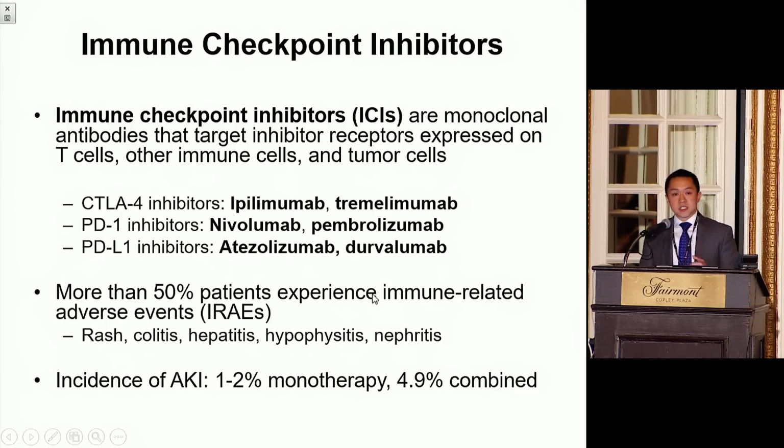In the published reports, the incidence of AKI in these patients is about 1 to 2% in patients who receive a single agent. So not that common, but it does happen. Or maybe up to 5% in patients who receive combined therapy with more than one checkpoint inhibitor.